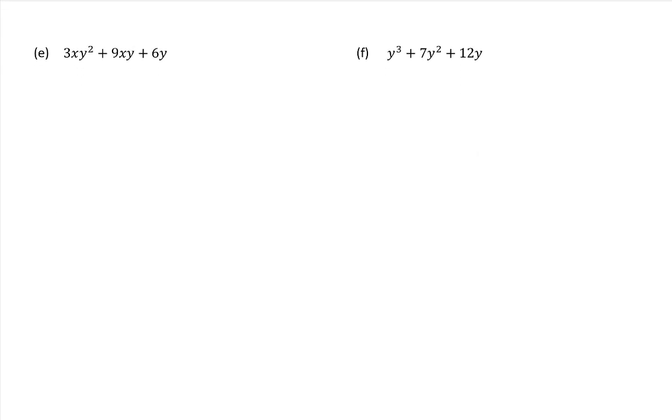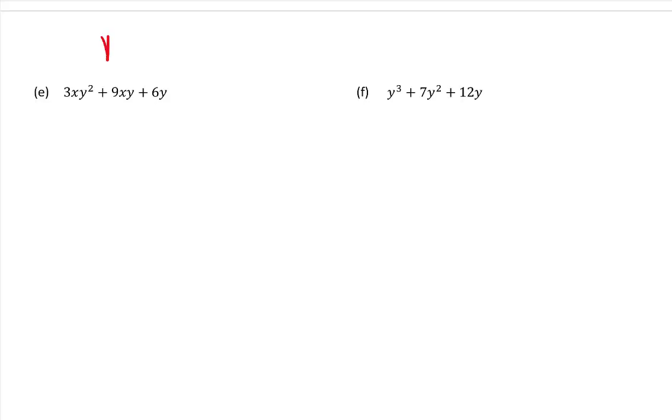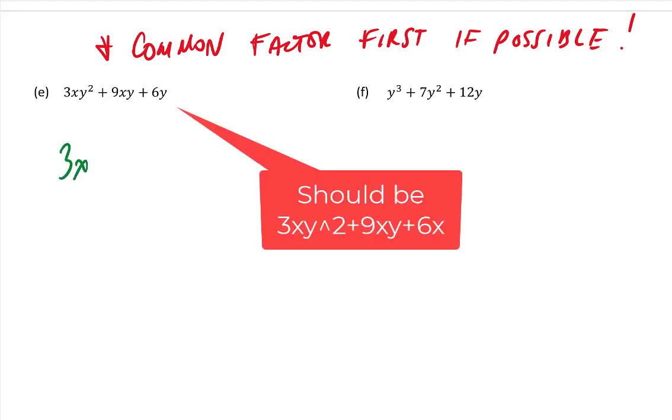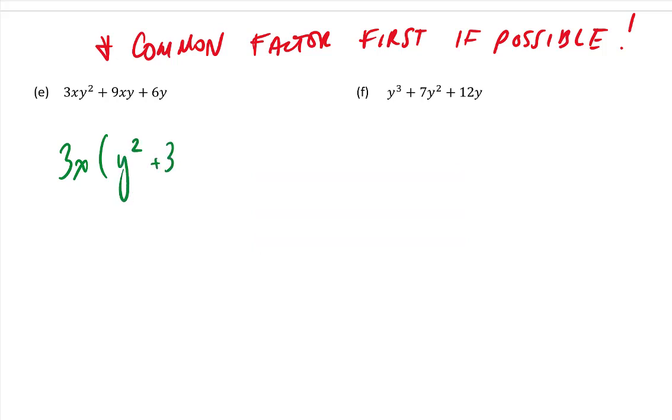These last two, there's a trick involved when you're going to factor expressions. The first thing you should always do is common factor first. If you common factor first, a lot of questions will become simple. So you notice for e, it doesn't look really like a quadratic. If we remove the common factor of 3x first, we're left with y squared plus 3y plus 2. And notice the y squared plus 3y plus 2 looks like a quadratic expression.